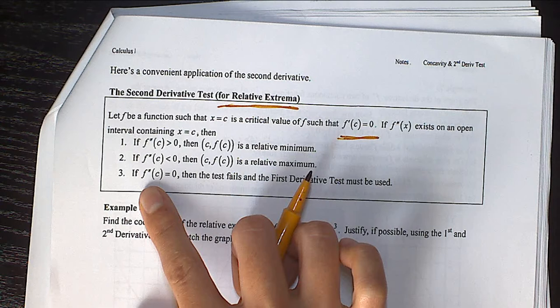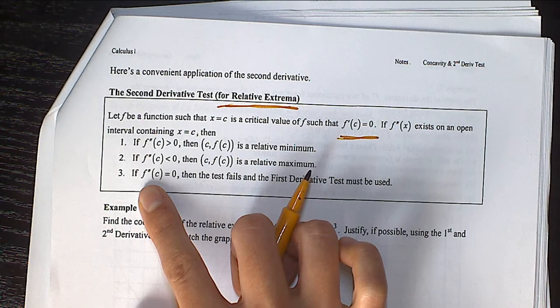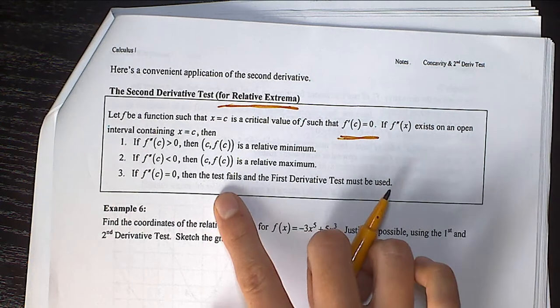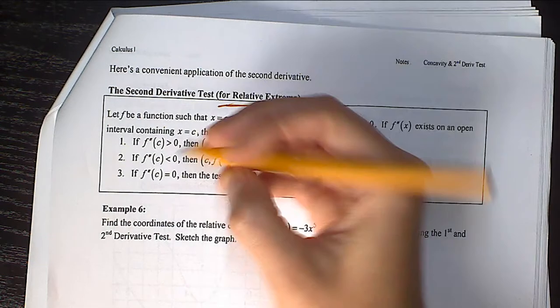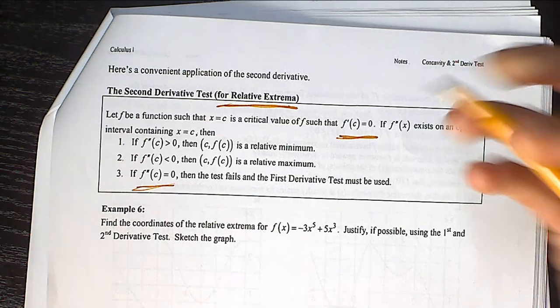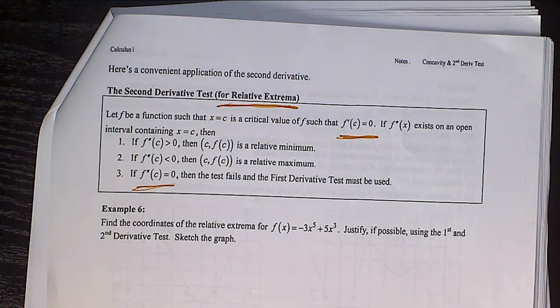And if the second derivative at c equals 0, then this test fails and we have to use the first derivative. So if we ever get something equal to 0, then you have to revert back to the first derivative to figure out, is it going to be a max or is it going to be a minimum?